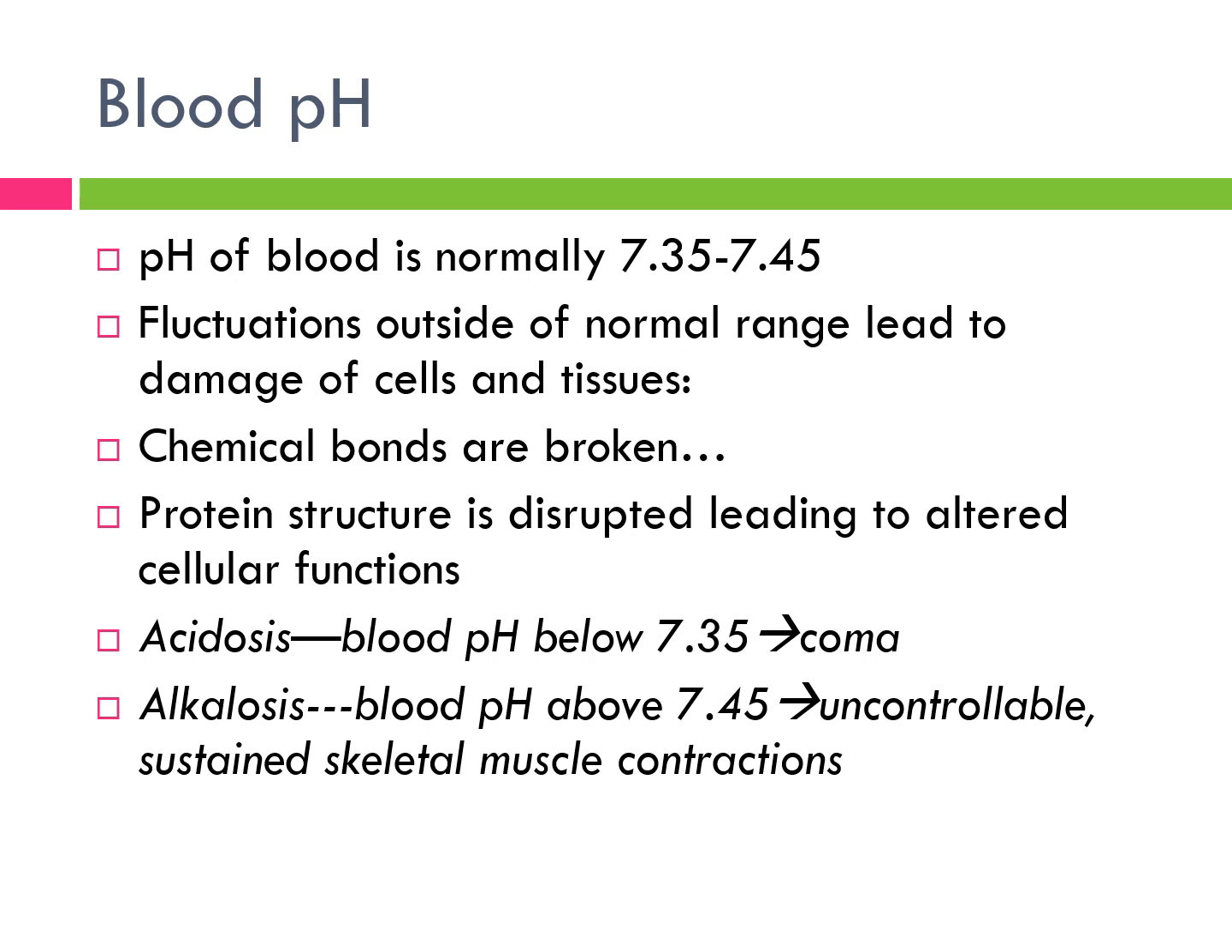So like I said, the pH of blood is 7.35 to 7.45, and we try not to fluctuate outside of that. When you fluctuate far from that, you can start damaging cells and tissues. Chemical bonds are going to be broken. Protein structure is going to be disrupted.